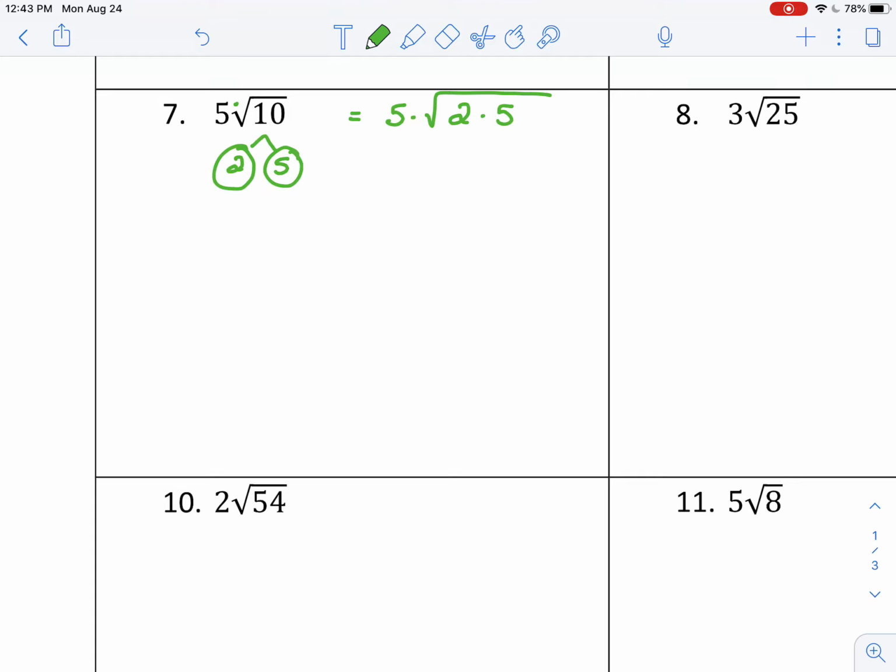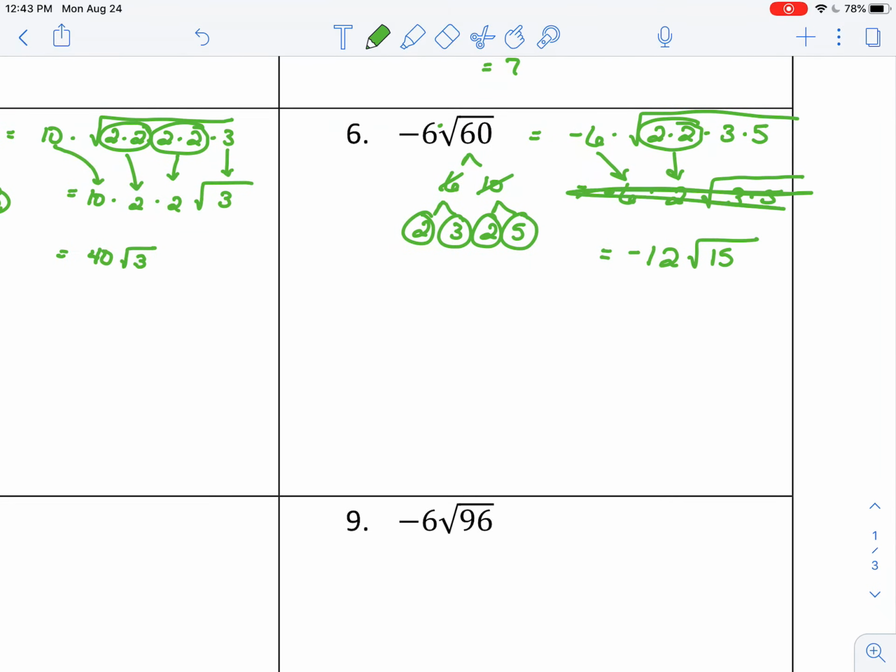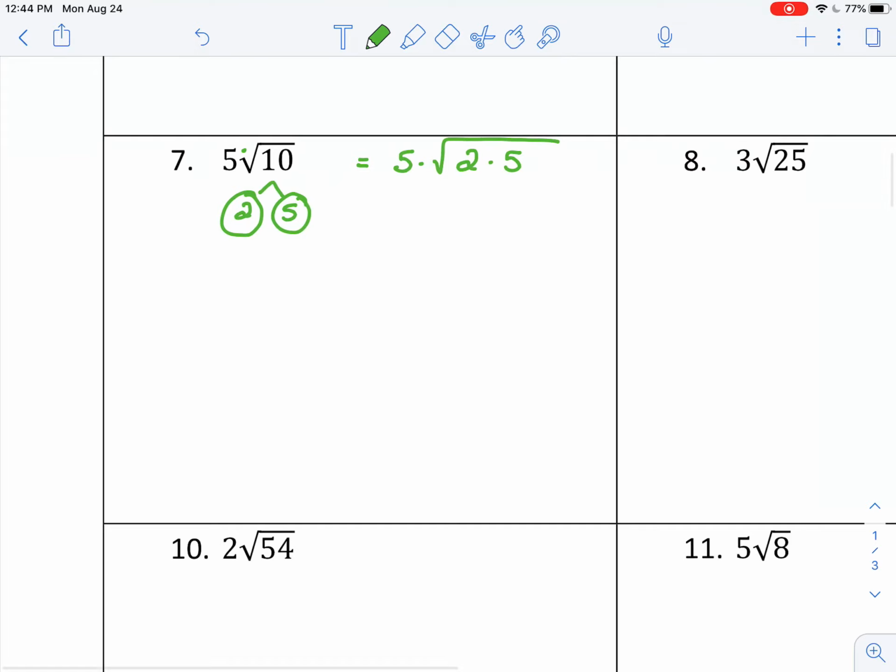Now pairs make perfect squares. I'm looking inside the radical and there are no pairs in there, meaning nothing can come out. I don't have any perfect squares, which means it's kind of like I'm skipping this step and just multiplying things back together. There's nothing else to do here except put it back together. So there's still a 5 out front, there's still a square root, and now we have 10 inside the radical, which is the same thing we started with. There are some radicals you're going to be given that are already simplified, and that's okay, they exist.